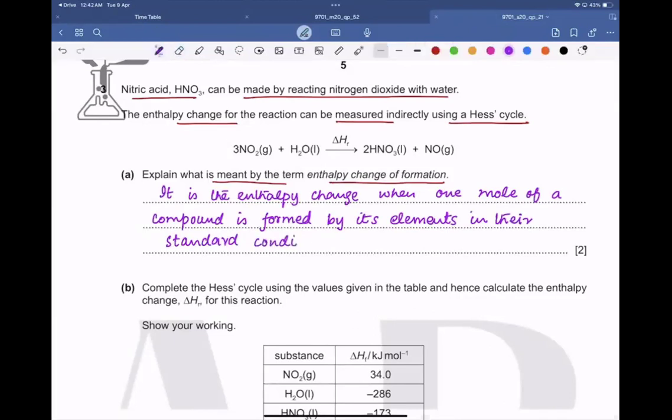So if they have asked you to write the standard enthalpy change, you must write it under standard conditions, from its elements in their, sorry, in their standard states. Yes, not conditions, because the conditions would be standard if they ask you to write standard enthalpy change of formation. Till here, is this clear?